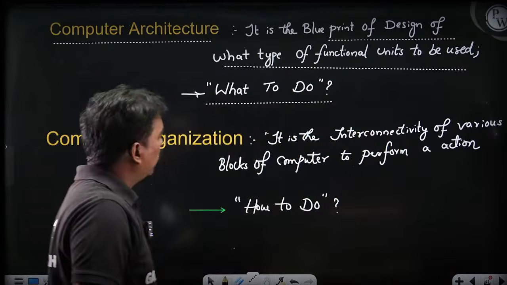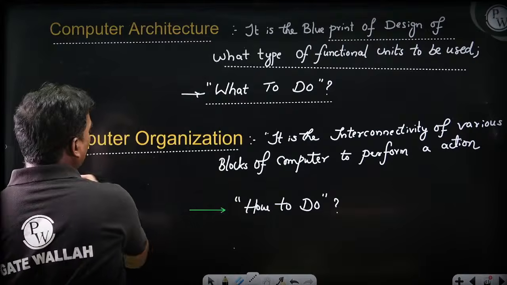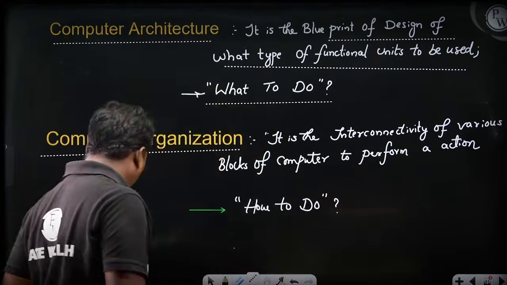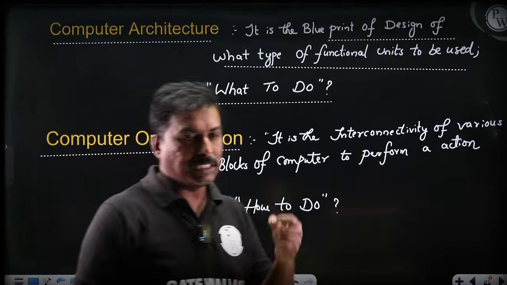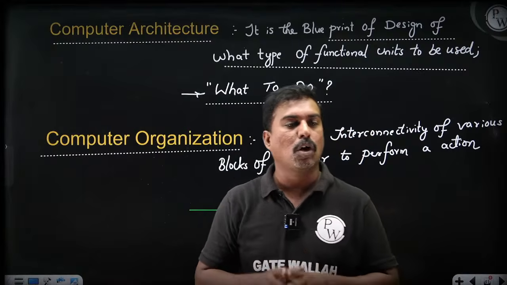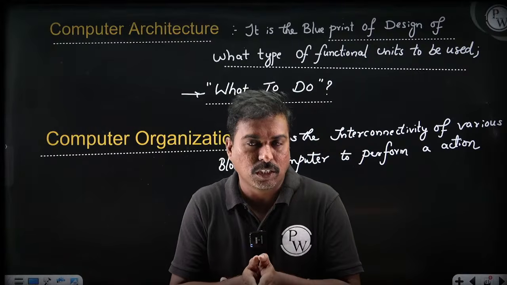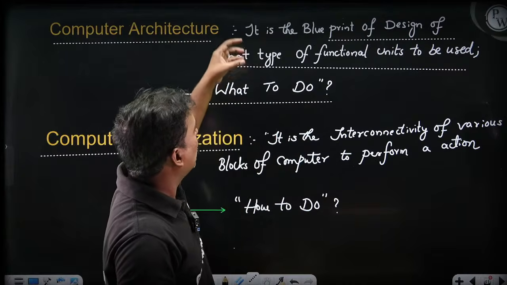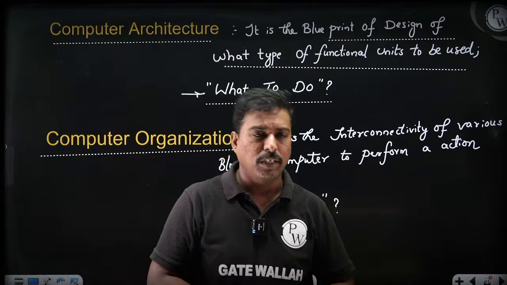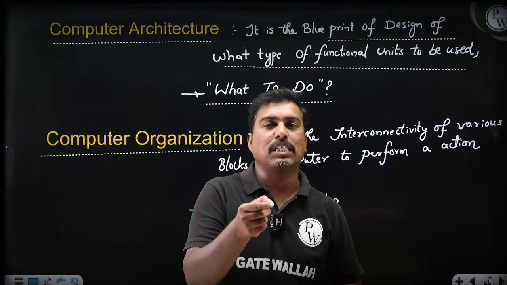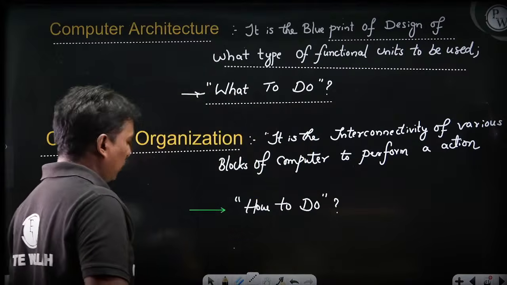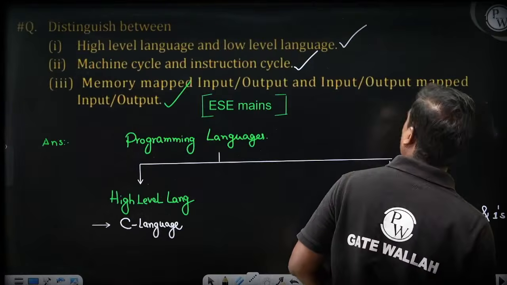Next, computer organization talks about the interconnectivity of various blocks of the computer to perform an action, that is how to do. So first please make a note: computer architecture is about what to do and computer organization is about how to do. Computer architecture represents the blueprint of design of what type of functional units to be used. Before starting the subject, everybody must know the fundamentals, how they differ. Okay, let us see this. Now see this question and try to answer.